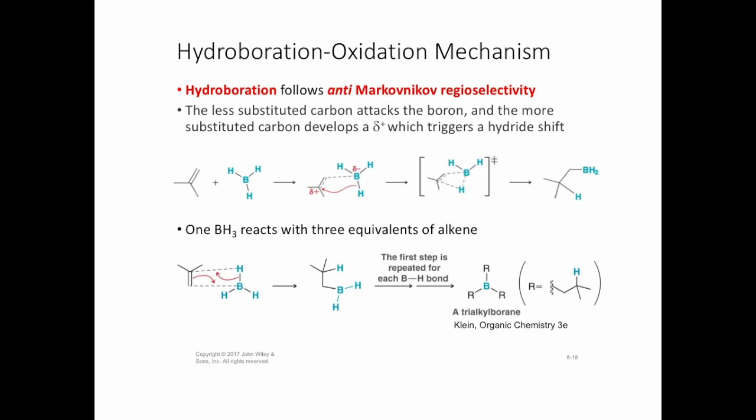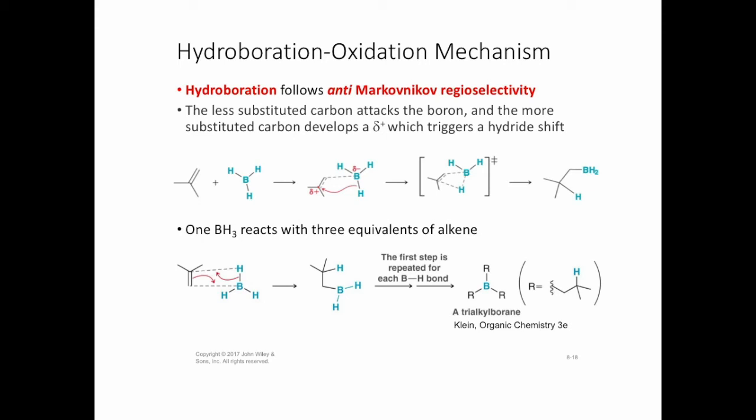Hydroboration follows anti-Markovnikov regioselectivity, and the reason can be determined by the mechanism. In the first step of the mechanism, the alkene adds to the borane, where an H, which is the smaller atom, gets attached to the more substituted carbon, and the boron, which is much bigger than H, goes on the less substituted carbon. And the reason for this is sterics.